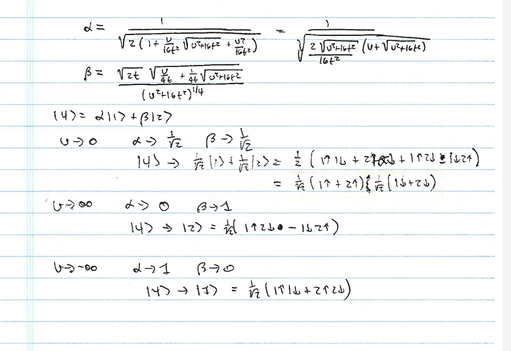On the other hand, if we look at u goes to plus infinity, we're going to find alpha goes to 0 because you see it's got a u in the denominator and there's no u in the numerator. That means beta is going to go to 1. So that means the state psi is going to go to state 2, which is 1 over square root of 2, 1 up, 2 down, minus 1 down, 2 up.